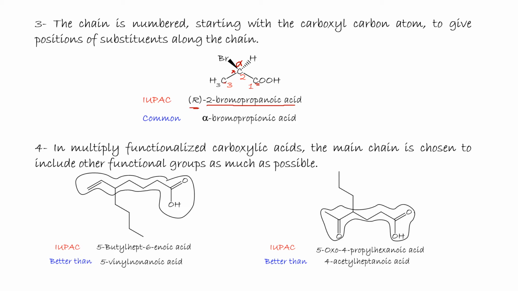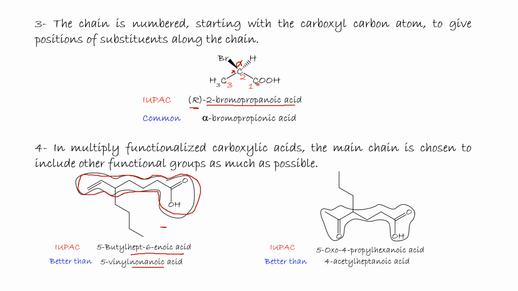In multifunctionalized carboxylic acids, the main chain is chosen to include other functional groups as much as possible. So for this compound, even though the longest chain containing just carbons will be nonanoic acid, 9 carbons, the one here contains two functional groups, the double bond alkene and the carboxylic acid. So this chain will be much more preferable. And the compound will be 5-butylhept-6-enoic acid.